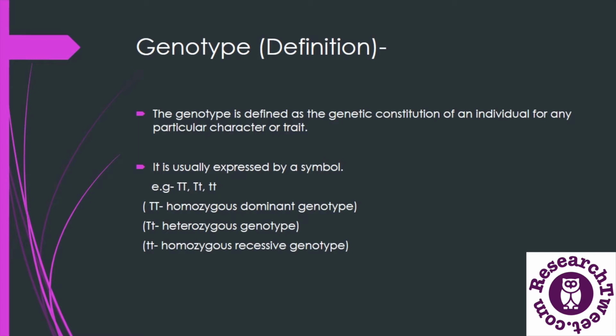The genotype is usually expressed by a symbol. In this picture, we can see examples which show the genotypes of an organism. The genotype is usually expressed by alphabetical symbols, as shown in this slide. The first example, having both capital T, represents the same alleles, and the second example, having one uppercase T and another lowercase t, shows genotypes from both parents.